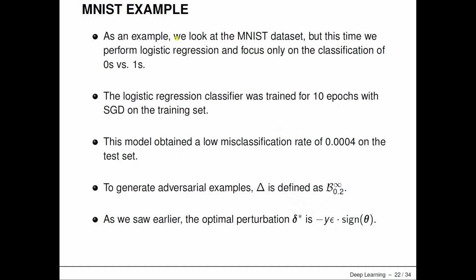Let's consider an example with the MNIST dataset that is reduced to two classes, ones and zeros. We can easily train a logistic classifier to a very low misclassification rate on the test set. Next, we generate adversarial examples with perturbations from an epsilon ball with epsilon equal 0.2. We can select epsilon any way we want. Using the closed form solution for the perturbation maximizing loss that we just arrived at, we can easily build such adversarial examples.